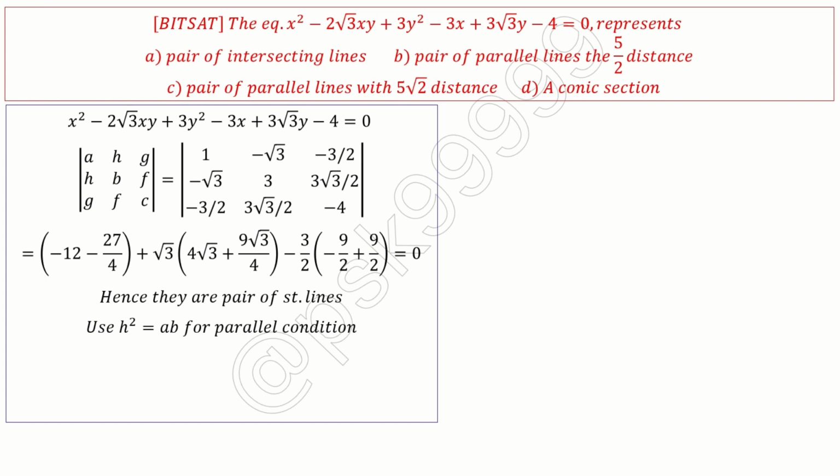The parallel condition is h² = ab. So h is nothing but √3, so h² is 3. ab is nothing but 1 into 3, which is 3. So both are equal, so they are parallel lines. So the distance between parallel lines you can calculate using this equation.